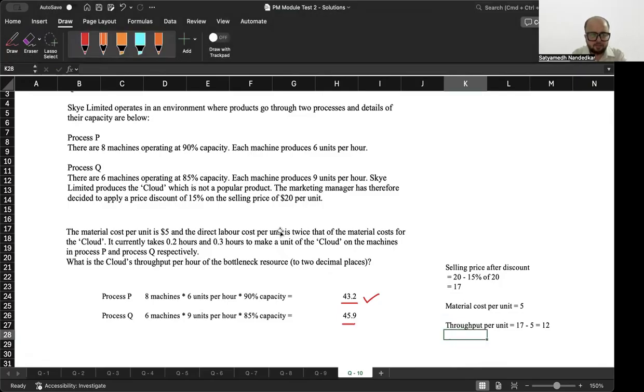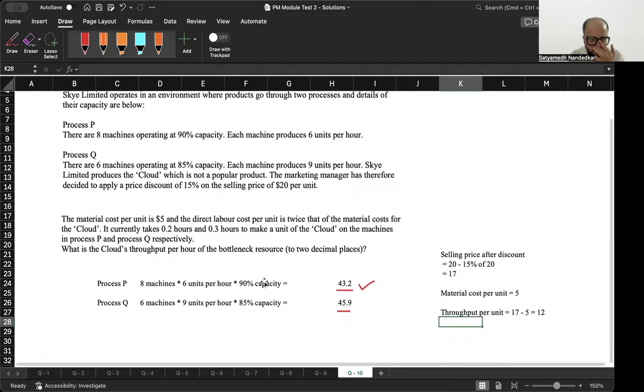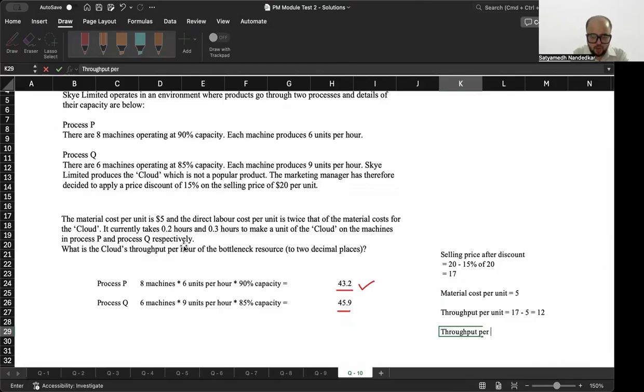And they want you to calculate throughput per hour on the bottleneck resource. Bottleneck resource is process P, and in process P, it currently takes 0.2 hours. So throughput per hour: throughput is 12, and on the bottleneck resource you need 0.2 hours. So that means your throughput per hour is 60 per hour. So this is how the calculation goes.